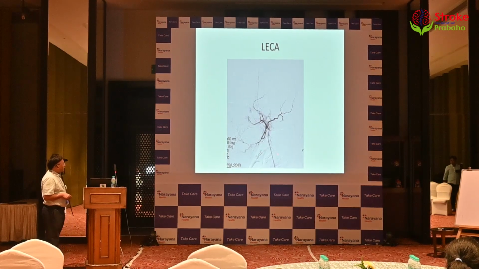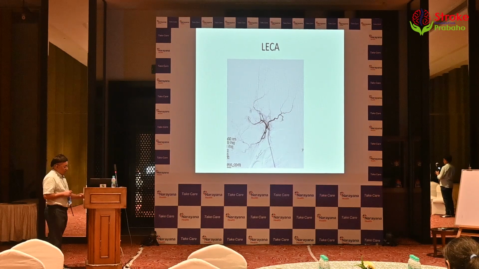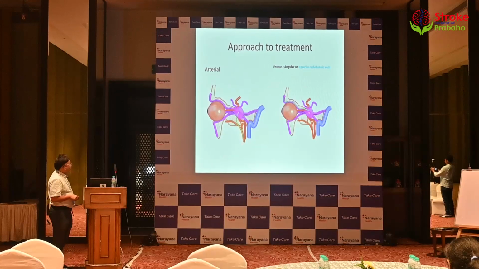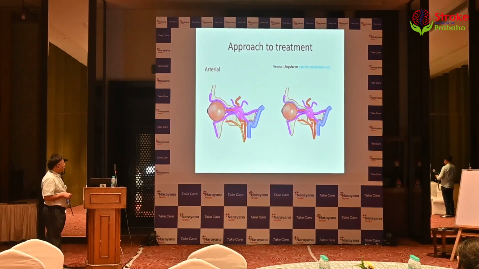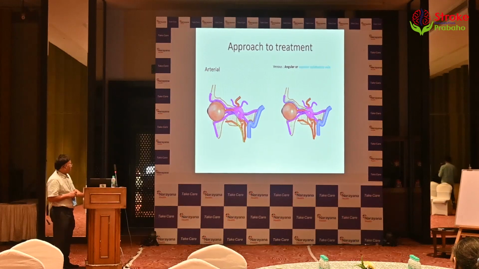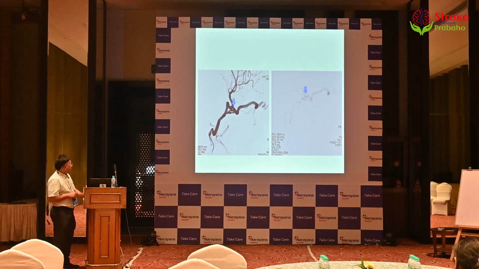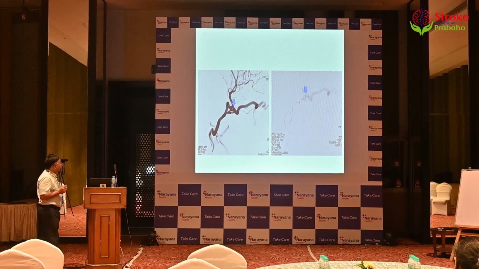And external carotid injection does not show any fistulous connection. So it was a direct type of CCF in a young patient. Again, either we can take the arterial approach, or we can go to the venous approach through the angular or superior vein. So it may be arterial or it may be venous. We usually prefer the arterial approach here.